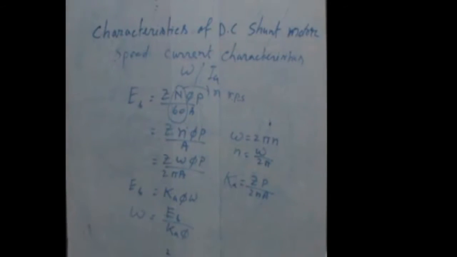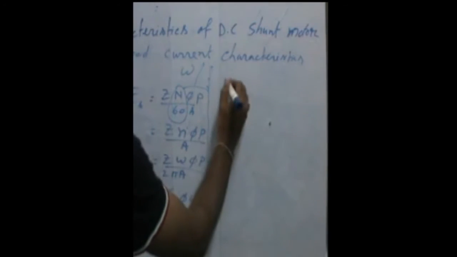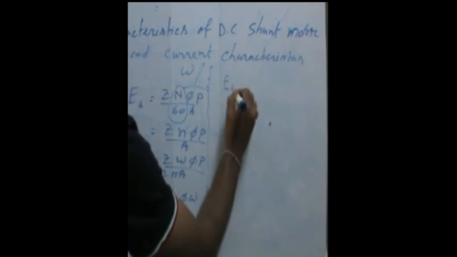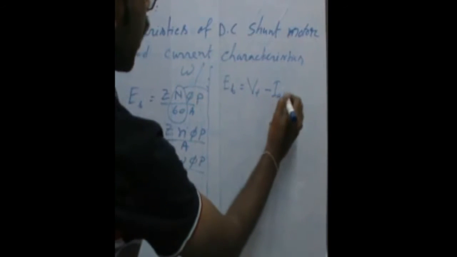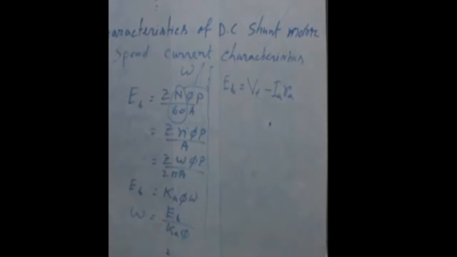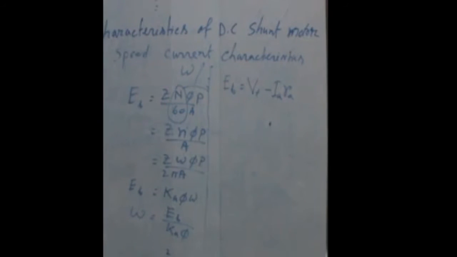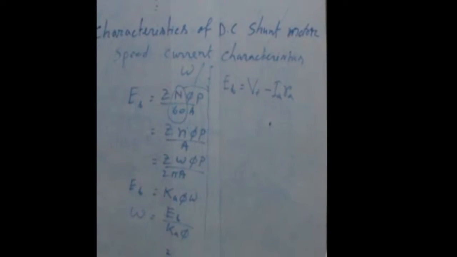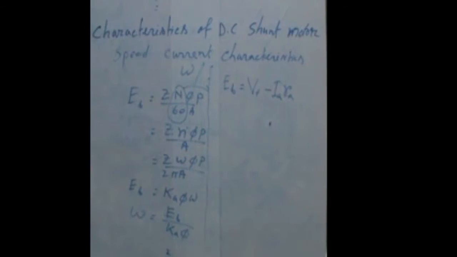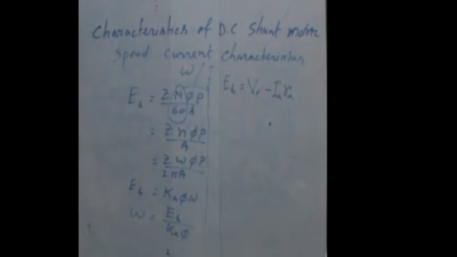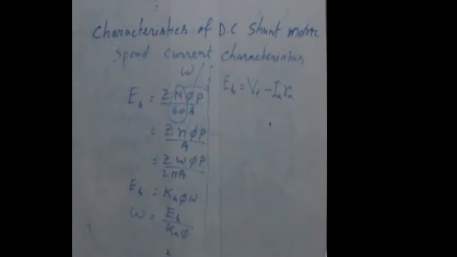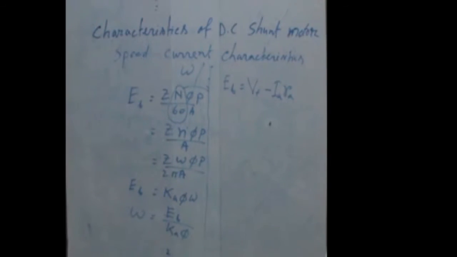Now we know from the voltage equation of our shunt motor, EB is equal to terminal voltage Vt minus Ia Ra. That is, Vt is equal to EB plus Ia Ra. So we are writing EB as EB is equal to Vt minus Ia Ra.